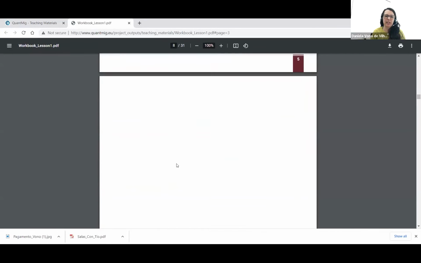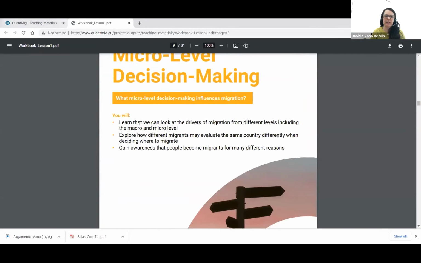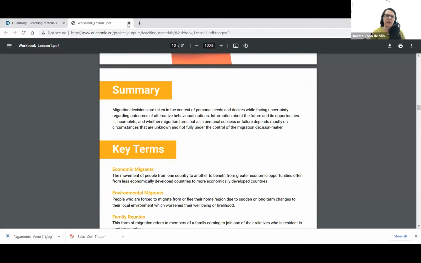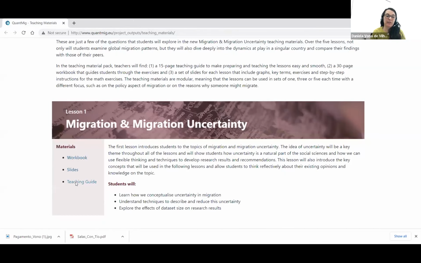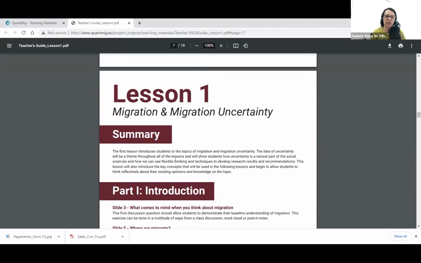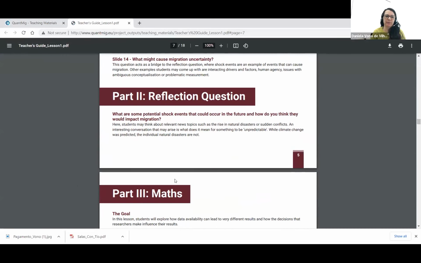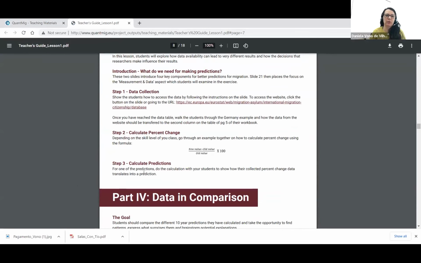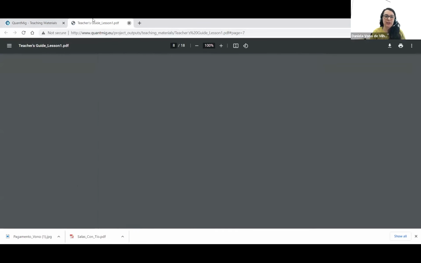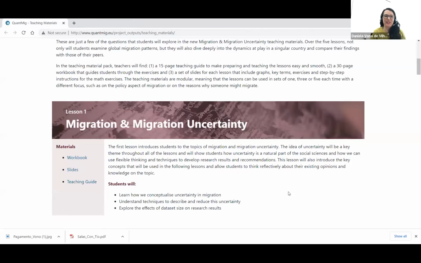So we have the space for the students to calculate things, but then you go to the second, third sections, and then you have the teaching guide, teacher's guide, which also has instructions on how to use everything. So that's it, what I wanted to share.